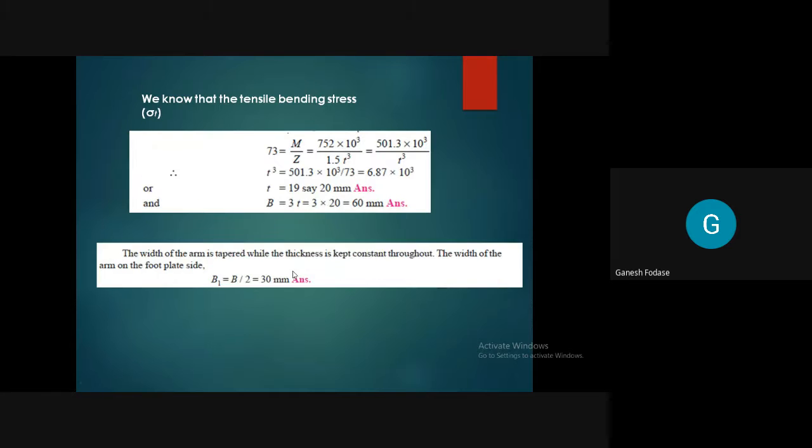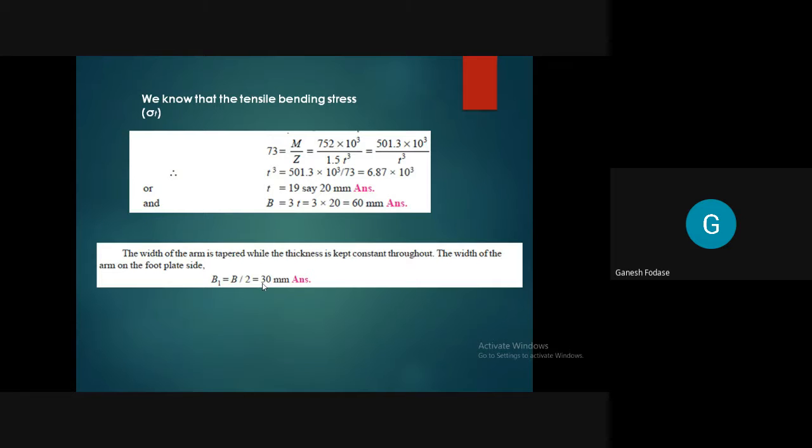So the thickness we assume the same. The width of the arm is tapered while the thickness is kept constant throughout, and hence the width of the arm on the foot plate side is changed. We assume it is changing, and it is nothing but B1 equal to B by 2. So at that section, at 60 mm from the center, it is how much? 60 mm. But at the foot plate, it is how much? 30 mm. So this is your complete design of a foot lever. Clear?